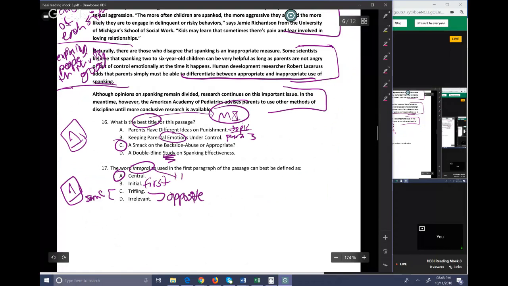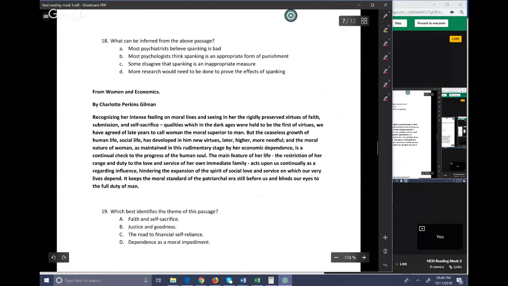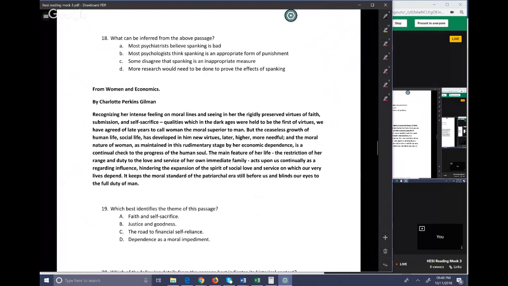So integral would mean important, emphasized, critical, necessary, which is a way that you can use central as well. Hopefully I have subliminally helped you with that particular question because I talk about central as important. I use the word initial in my curriculum to mean the first thing that you do, and I use the word central to mean the important things that you focus on. 18 is what can be inferred, which is very much reading 3. I said that A and B were both too far.